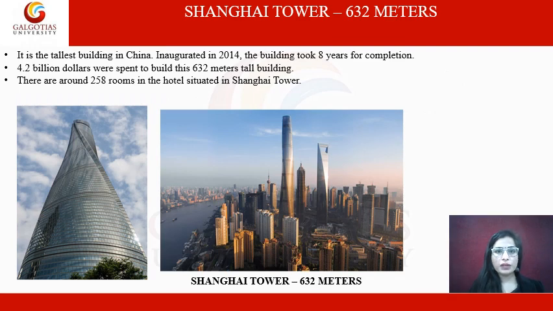Next is the Shanghai Tower. Basically, it is the tallest building in China. Inaugurated in 2014, the building took 8 years for completion. Its cost is about $4.2 billion, and its height is 632 meters. There are around 258 rooms in the hotel situated in the Shanghai Tower. So here you can see in both images, this one is the Shanghai Tower.